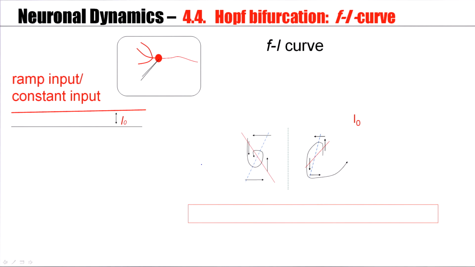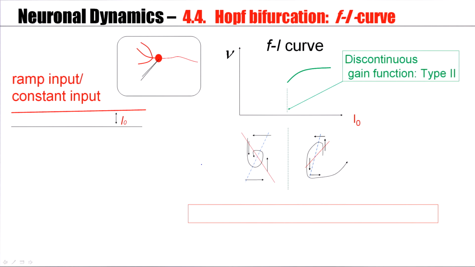To summarize, with a Hopf bifurcation, we have a transition from a stable fixed point with a rotational component to an unstable fixed point with a rotational component. For a subcritical Hopf bifurcation, this unstable rotational component leads to a limit cycle of large amplitude, which we can interpret as a sequence of action potentials, as repetitive firing, and repetitive firing sets in at a finite frequency. At a finite frequency, we have a discontinuous f-I curve or discontinuous gain function.